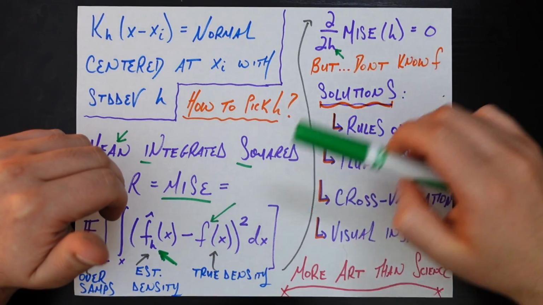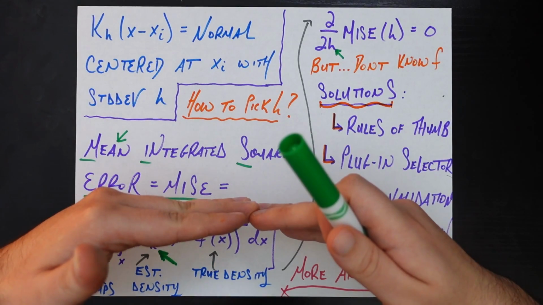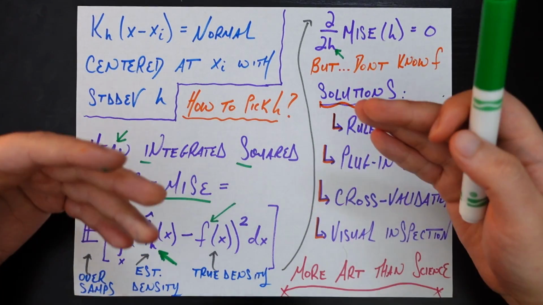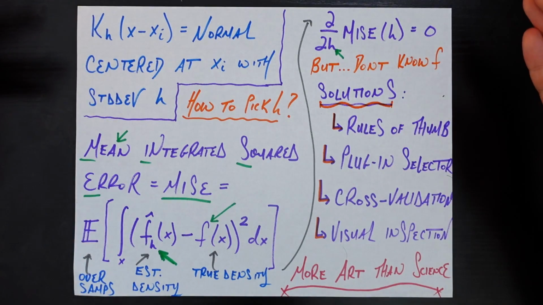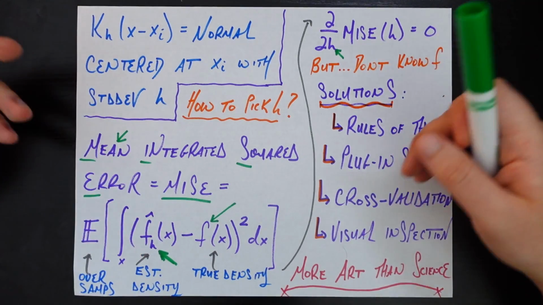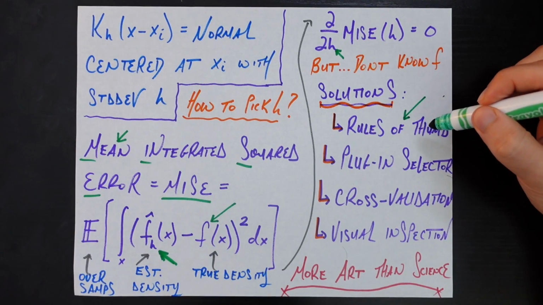It's only going to give you a good estimate of your bandwidth if your data is assumed to come from a normal distribution. And I'd say most of the time when you're using a kernel density estimate, your data is not coming from a normal distribution. It might be multimodal, it might be a beta distribution, it could be all sorts of different things. So this rules of thumb is only going to get you so far.